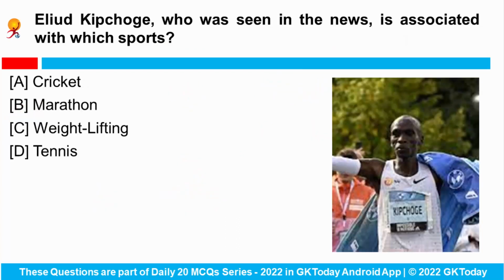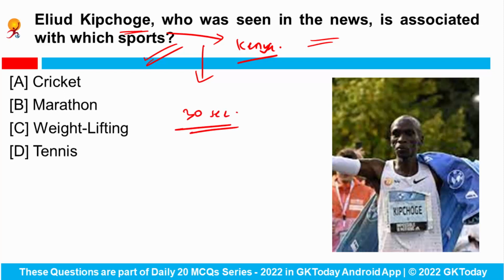Eliud Kipchoge, who was seen in the news recently, is associated with which sport? First of all, he is from the country Kenya, and he is regarded as the world's greatest marathon runner. Why he was in news? Because recently he broke his own world record by 30 seconds at the Berlin Marathon.